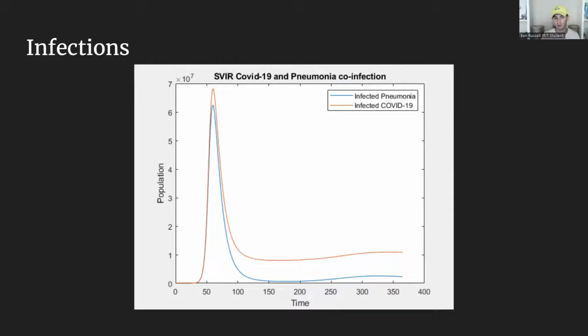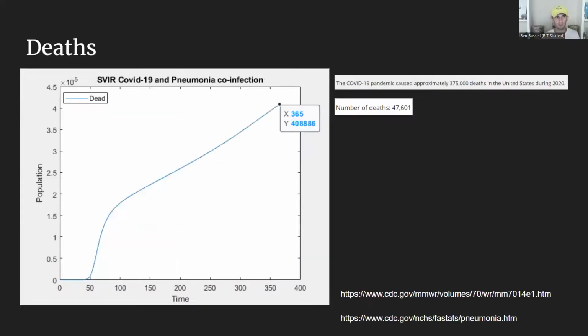Infections aren't terribly interesting to look at, other than that these are all the infections. We do see, however, that pneumonia tends to go very, very low. And COVID ends up being much more of an endemic than pneumonia, which is probably presumptive of there being the same host and COVID being much more infectious.